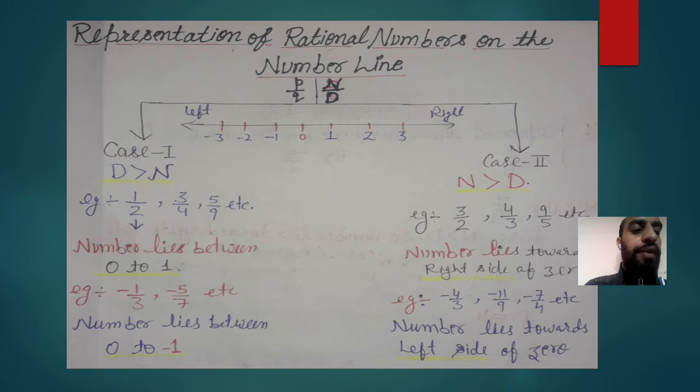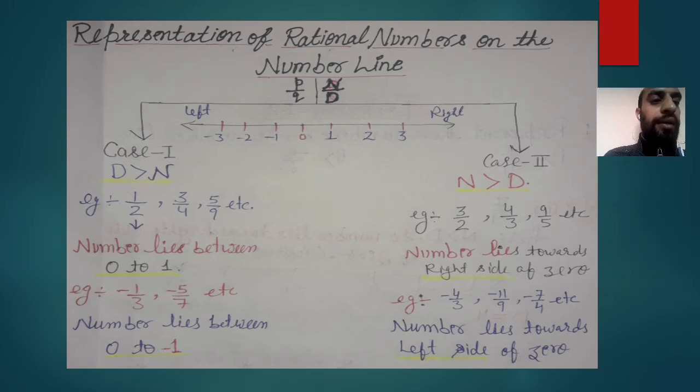If you have a negative rational number like minus 4 upon 3, minus 11 upon 9 and minus 4 upon 7, etc., then the numbers lie toward the left side of 0. That means these are negative numbers, so they lie toward the left side of 0. This is a very important table for you all to understand the exercise. Next, I hope my dear students you are able to understand this concept of denominator and numerator.